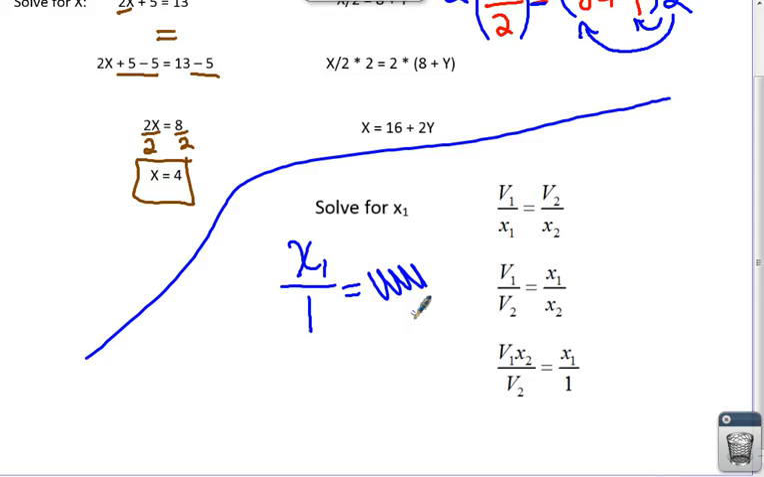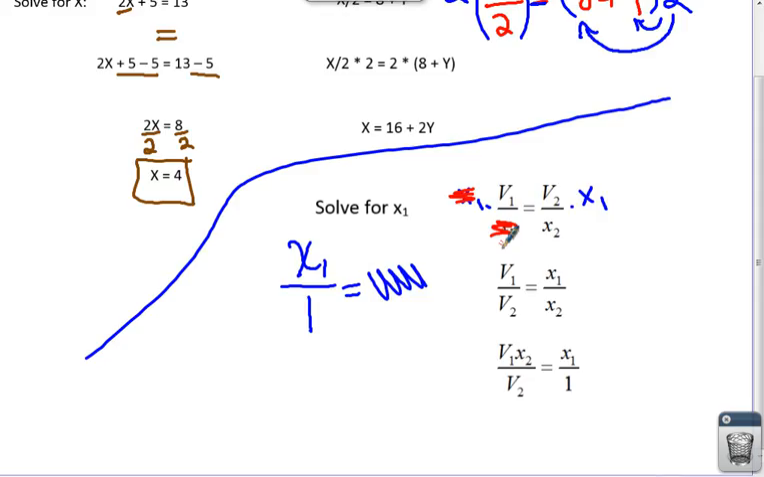So we're going to go through a couple of steps. That first step is to get this to the top. We cannot have it in the denominator. It has to be in the numerator. So multiply both sides by x1, and that would cancel the x1s out on this side, and you'd end up with x sub 1 on that side.